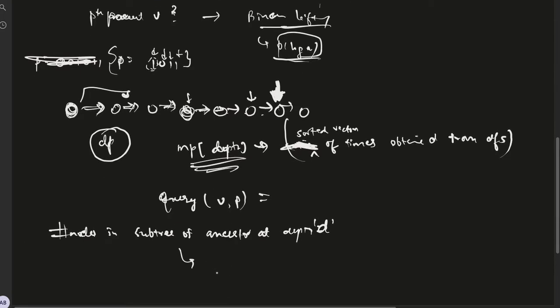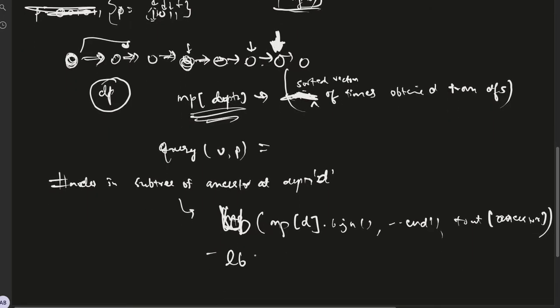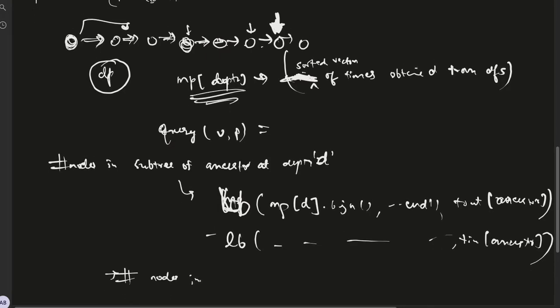So the answer for this would be lower bound mp of d dot begin dot end and time out of ancestor minus lower bound, everything same, t in of ancestor. So this basically gives the list of the number of nodes in the subtree of ancestor at depth d.